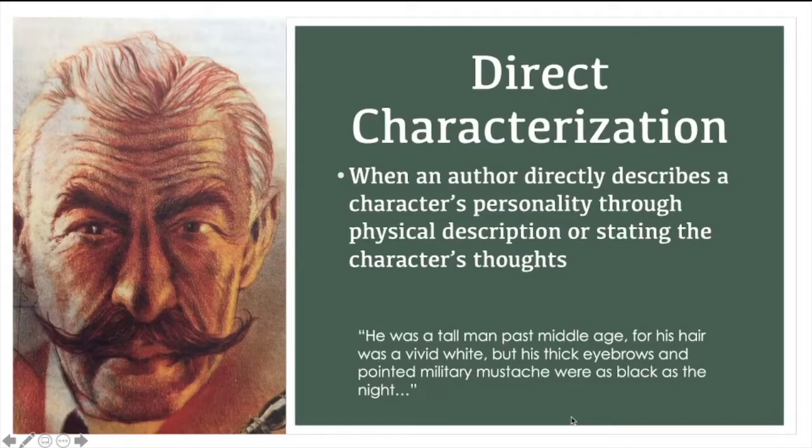And so the example I have here is actually from our short story, The Most Dangerous Game. "He was a tall man, past middle age, for his hair was a vivid white, but his thick eyebrows and pointed military mustache were as black as the night." And so here, this is an example of direct characterization because we see that he's tall. We know that he's an older man. He has white hair, thick eyebrows, and he has a mustache that's dark black.